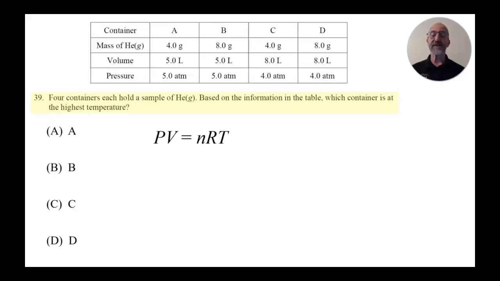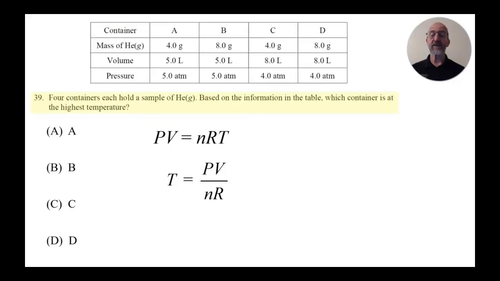PV equals nRT, and I can just rearrange the ideal gas law and calculate the temperature. Now, I'm not going to actually plug in the value of R and calculate the temperature in terms of Kelvin. All I need to do is determine which container is at the highest temperature. So what I will do for each of these 4 choices is simply plug in the numbers for volume and pressure and number of moles and see which is the largest value.